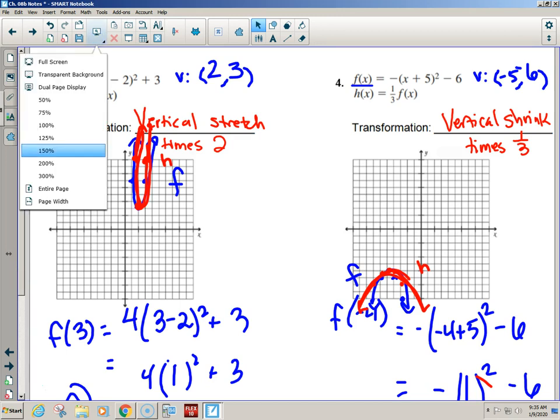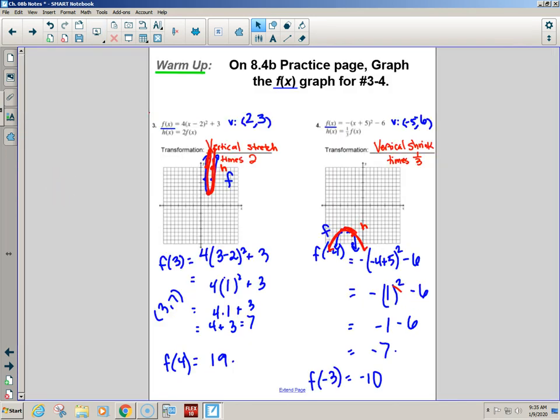Isaiah. How do you get 0.8 for the stretch for H on number 2?